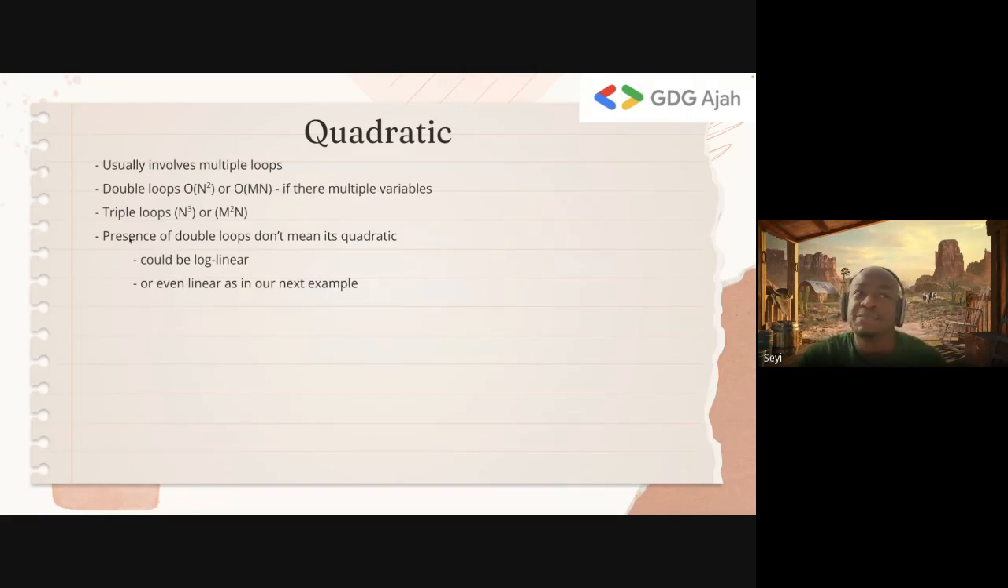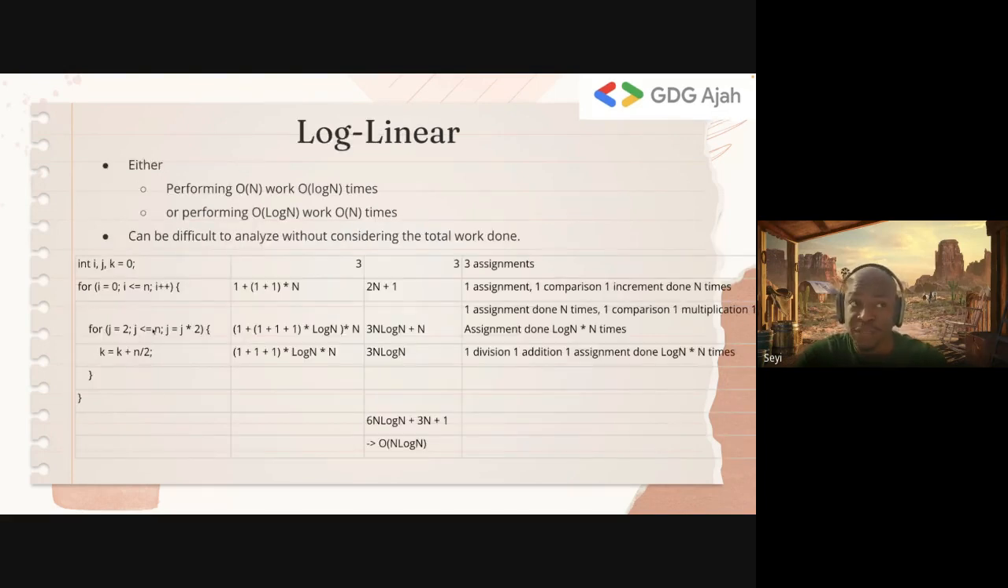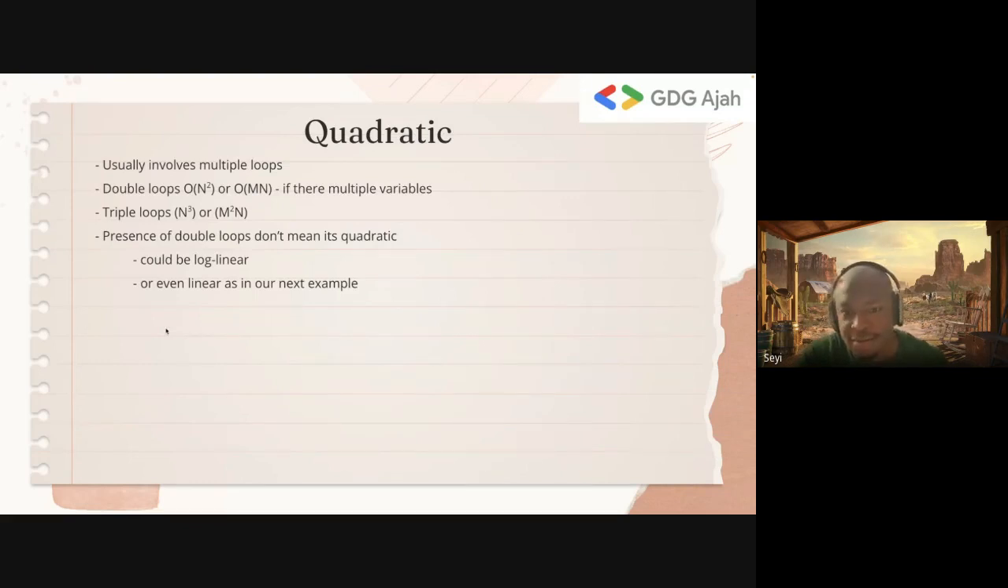But again, the presence of double loops does not mean it's quadratic. It's not always the case. You have to analyze it and look at it. It could be log linear, like in this example. We had 2 loops here, but it was log linear. It was n log n. It could even be linear in the next example.